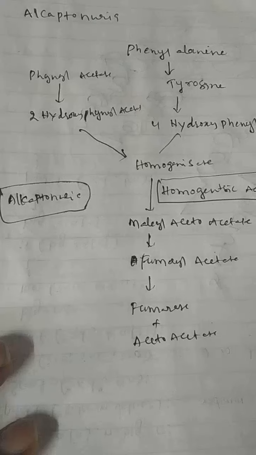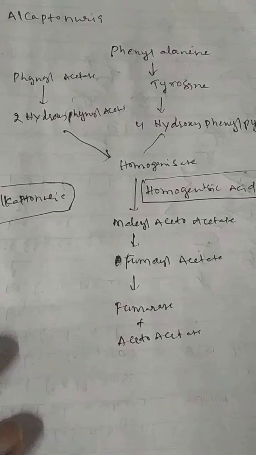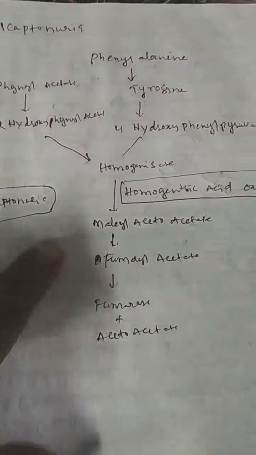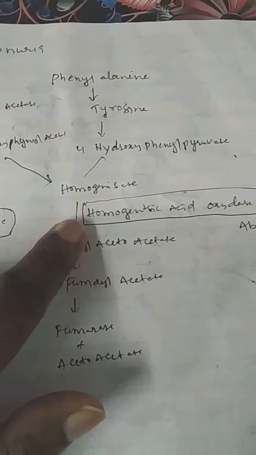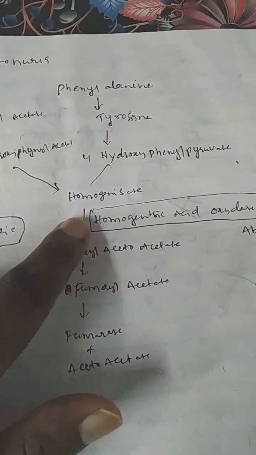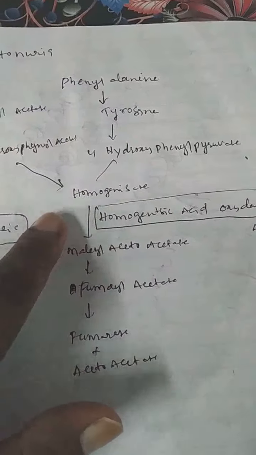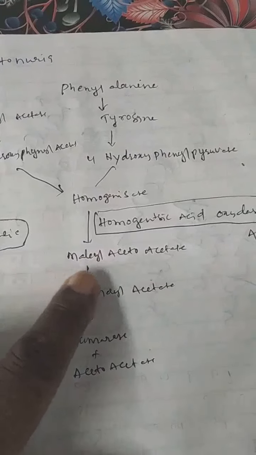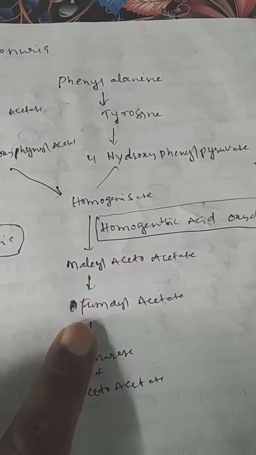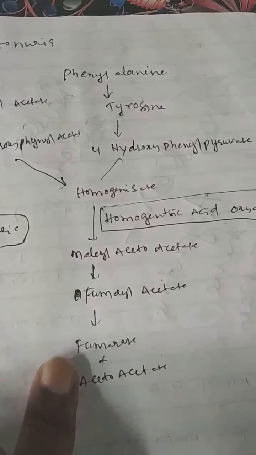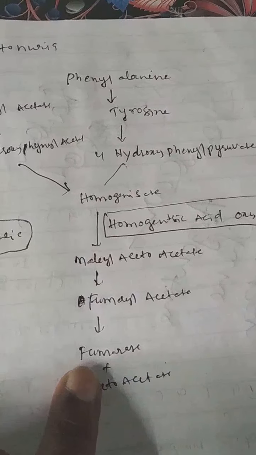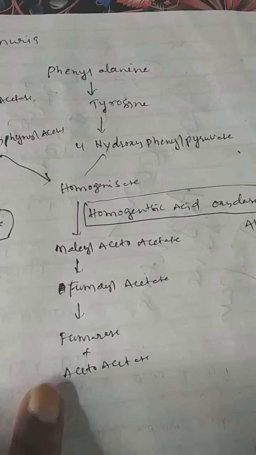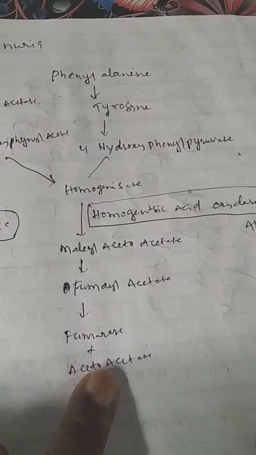So these two produce homogentisic acid. It is also called homogentisate. So here the special enzyme is homogentisic acid oxidase. This homogentisic acid oxidase acts on the homogentisic acid, so it produces maleylacetoacetate. Okay. Now from the maleylacetoacetate, by a special enzyme, fumarylacetoacetate is produced, and from the fumarylacetoacetate, fumarate and acetoacetic acid are produced. So this is the pathway.